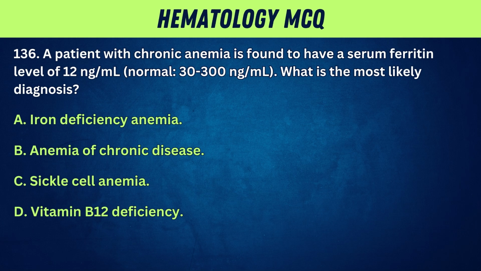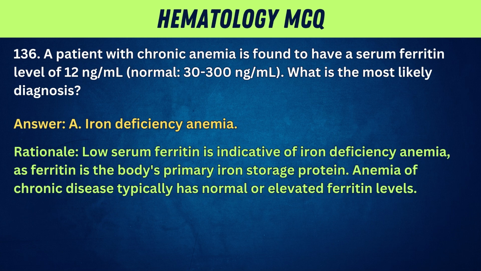136. A patient with chronic anemia is found to have a serum ferritin level of 12 nanograms per milliliter, normal, 30 to 300 nanograms per milliliter. What is the most likely diagnosis? A. Iron deficiency anemia. B. Anemia of chronic disease. C. Sickle cell anemia. D. Vitamin B12 deficiency. Answer: A. Iron deficiency anemia. Rationale: low serum ferritin is indicative of iron deficiency anemia, as ferritin is the body's primary iron storage protein. Anemia of chronic disease typically has normal or elevated ferritin levels.